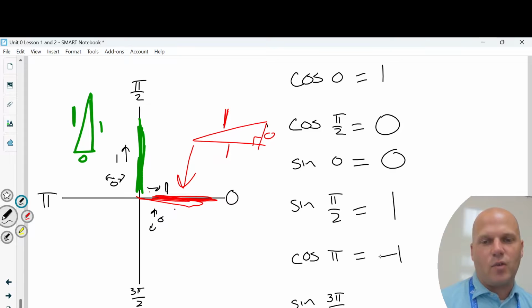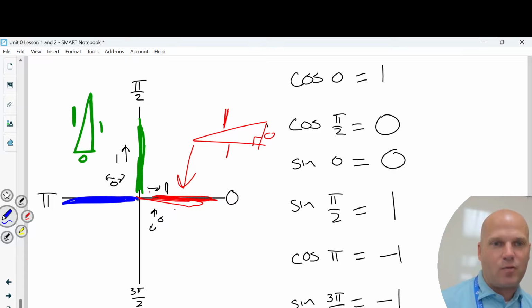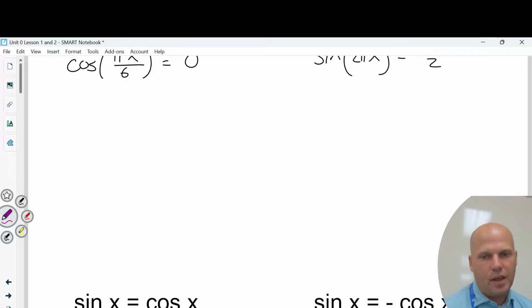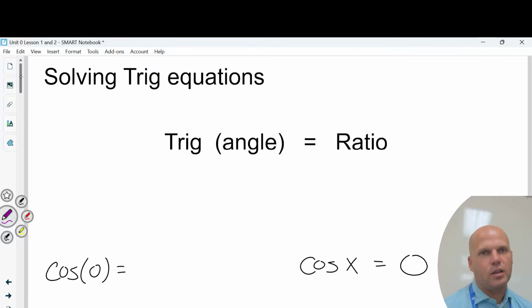Cosine of pi, -1. The sine of 3 pi over 2, -1. Why? Because at pi, I'm going to the left 1. I'm not going up or down at all. At 3 pi over 2, I'm going down 1. I'm not going to the left or right at all. Cool. Then we move on to solving trig equations and different types of questions.